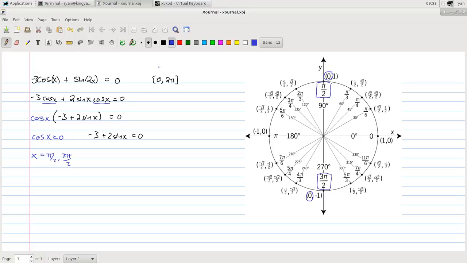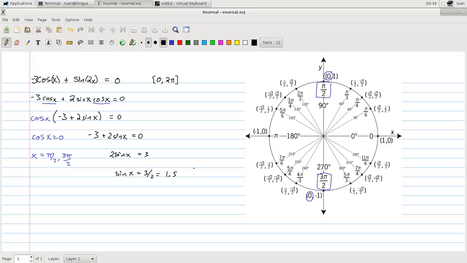Now let's look at the other equation. We want to first get the trig function by itself, so we can add 3 to both sides of the equation. So we get 2 sine x equals 3, and then divide out to get sine x equals 3 over 2. Now this is the same thing as 1.5.